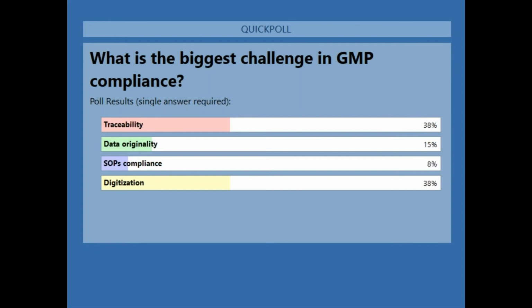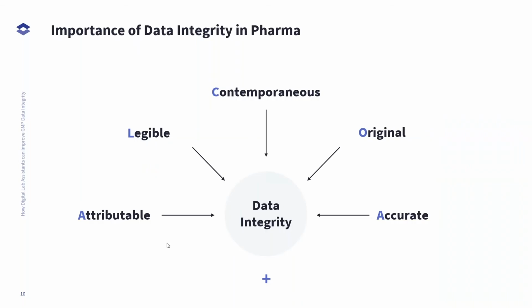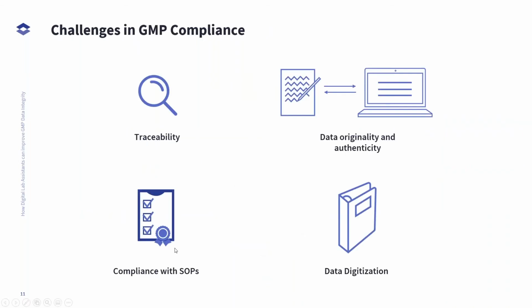Interesting, 38% of you saying traceability. I think that aligns with a lot of just what Cheryl was mentioning there. Digitization, obviously, also the next most popular answer, actually tied with traceability. 15% of you saying data originality, and 8% saying SOP compliance. Interesting. Thanks everyone for voting on that poll question.